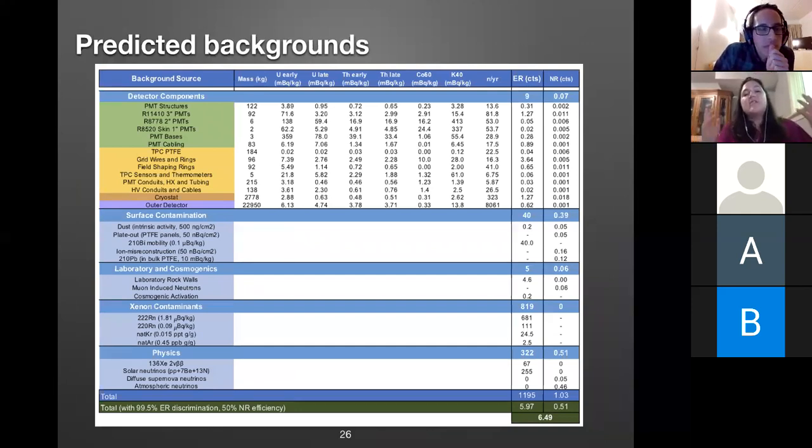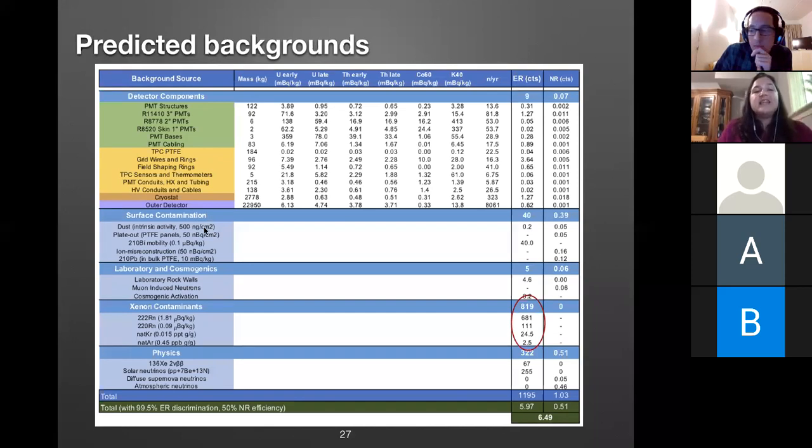And so this is our big table, our list of predicted backgrounds. And what should you get from this? You should get from this that we know what we're talking about, that we know how many backgrounds there are. And the backgrounds that mean the most, you'll see two separate columns for electronic recoils and nuclear recoils. At the top, we have all of the physical parts of our experiment and what their radioactivity could be.